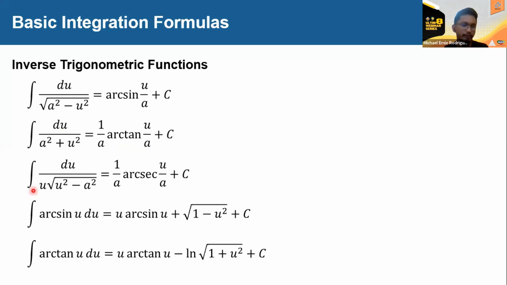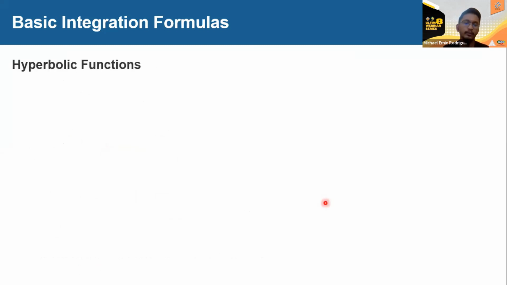And then, the integral of du over u times the square root of u squared minus a squared, that is 1 over a, arcsecant of u over a plus c. And then we have the formula for arcsine of u du and arctangent of u du. And then we have 4 hyperbolic functions.